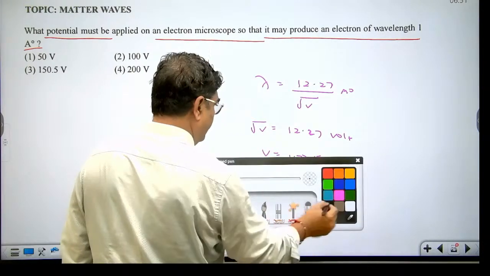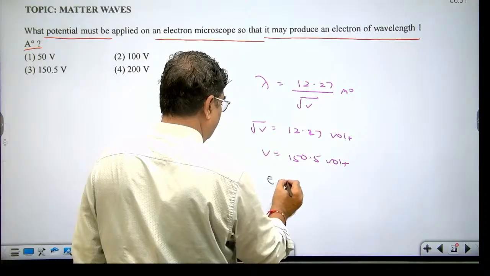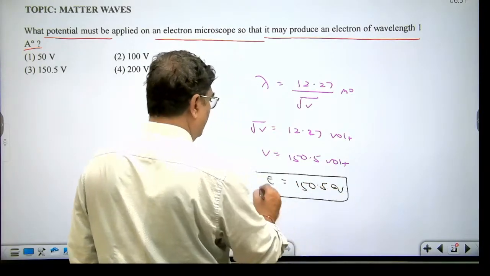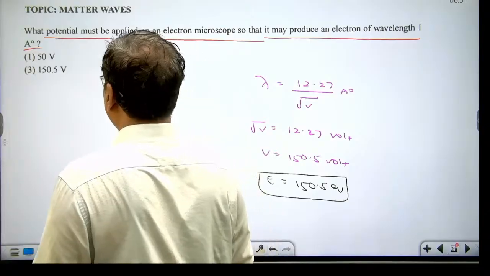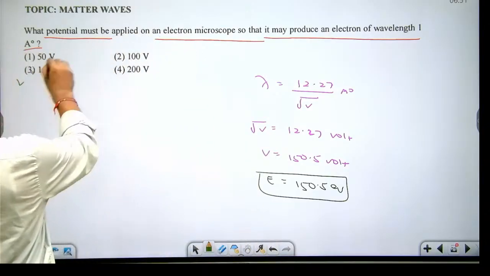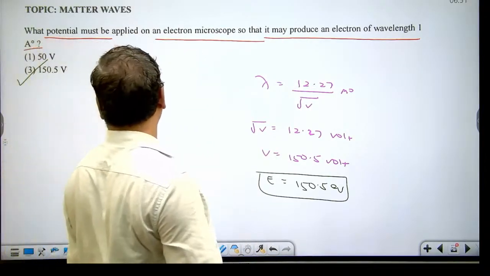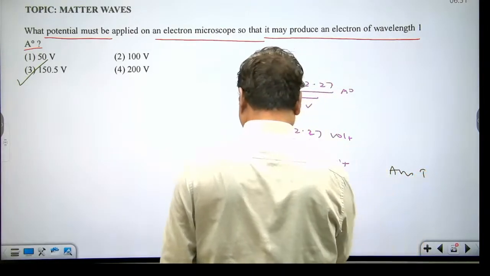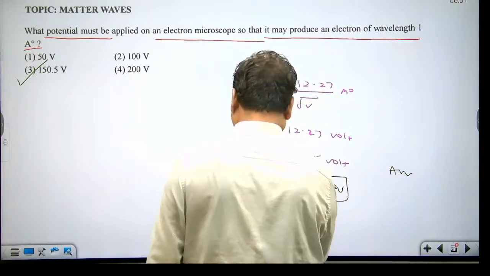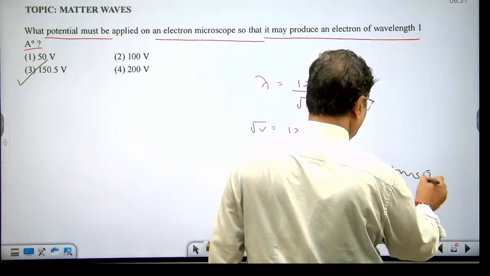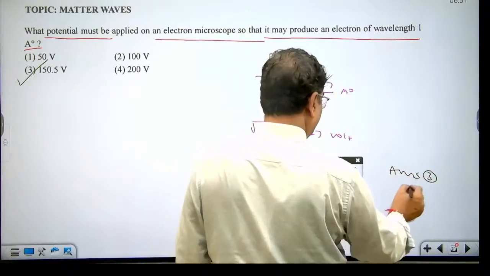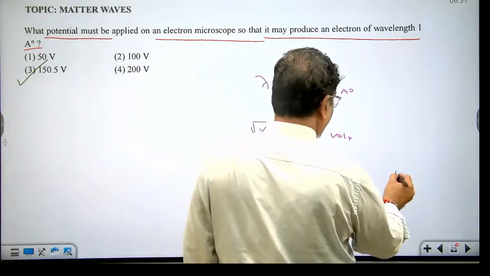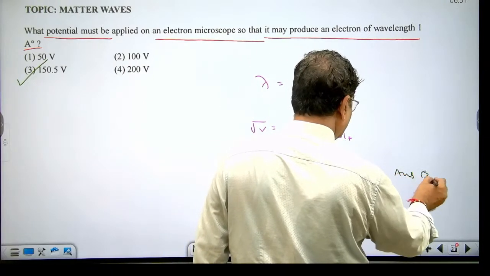So the energy will be equal to 150.5 electron volt, because when one electron is accelerated with a potential difference of 1 volt, the energy is 1 electron volt. So out of 4 choices, the correct choice is option 3. Option 3 is the correct answer.